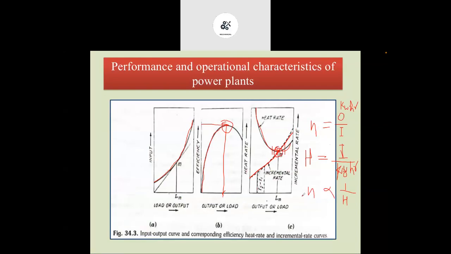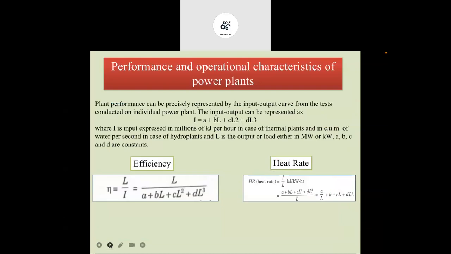And you can also see this incremental rate graph. This one is the incremental rate graph, and as we saw, as output increases, the incremental rate also increases. And when it crosses the heat rate at this particular point, this is the point where we have to run the power plant. This is the most efficient point, the point having the maximum efficiency. So these are the performance and operational characteristics of the power plant.